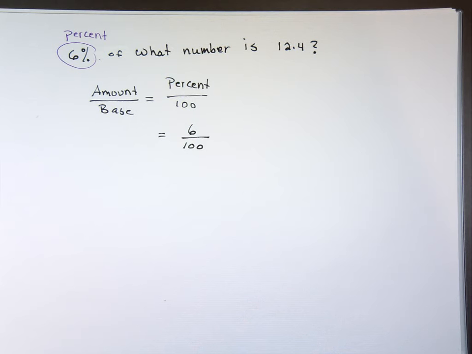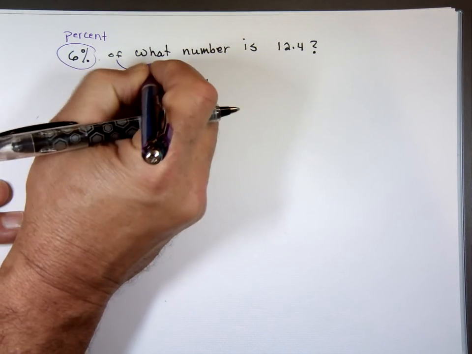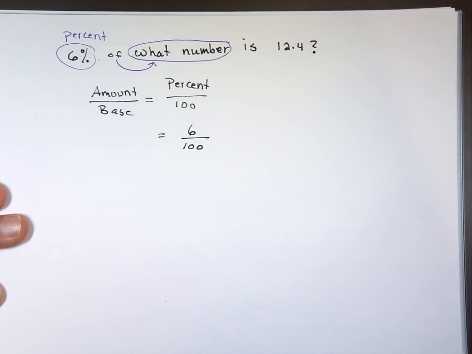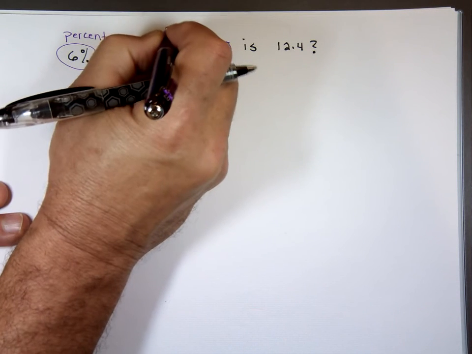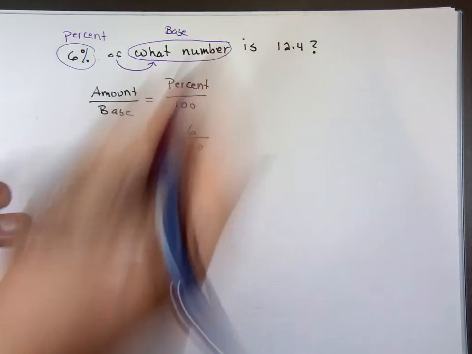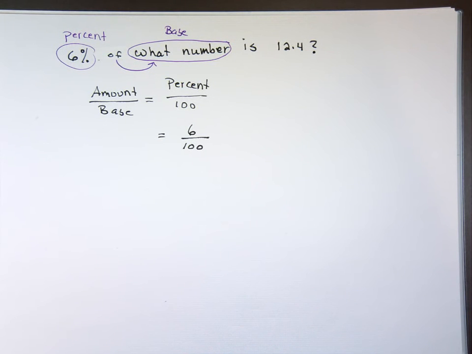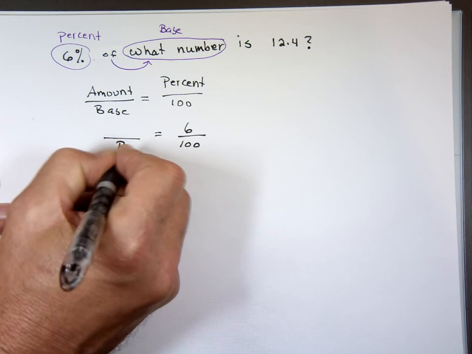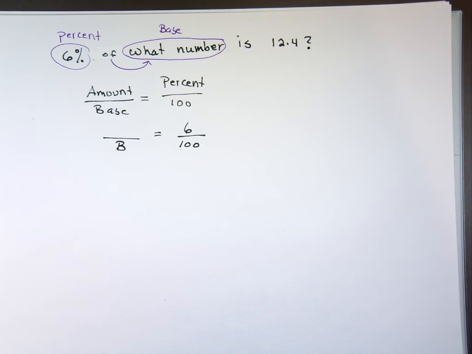12.4. Let's look for the word of. And I just kept saying what comes after of is what? Your base. So what's this? That's your base. That's what comes after of. So that's not known to us. So we don't know what the base is. That leaves one number there, and process of elimination says that number has to be what? The amount.